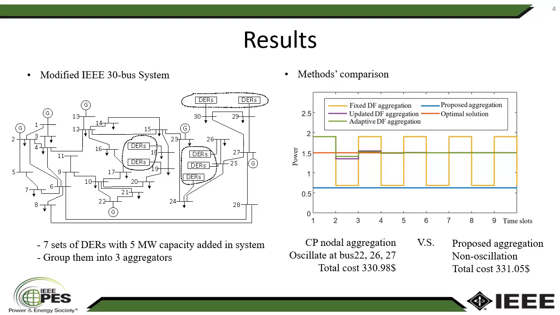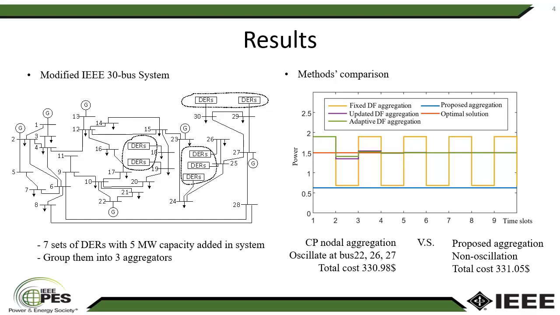In the 30-bus system, we added 7 sets of 5 MW DERs to the system and grouped them into 3 aggregators. We first compared the different CP node models used in practice, including the fixed distribution factor aggregation according to the DER capacity, the updated distribution factor based on the clearing from the last interval, and the weighted average distribution factor from the past intervals. However, they all presented oscillation.